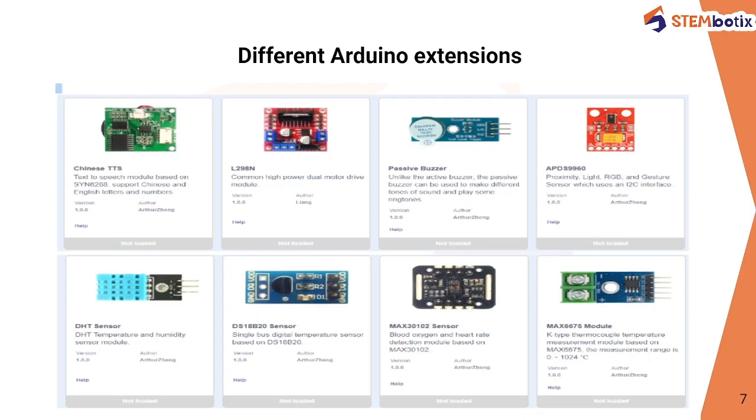Next one is the DS18B20 sensor, which is basically a single-bus digital temperature sensor based on the DS18B20. So by adding this extension, we have the calculation of a digital temperature sensor automatically in our Blockzy software, and we will see the pin configurations on the left-hand side of the Blockzy software, for the programming of the module.